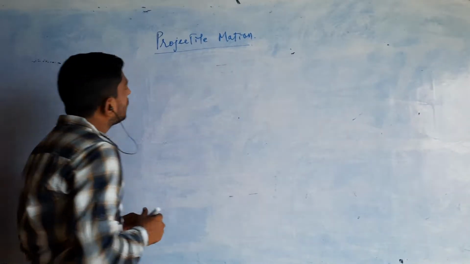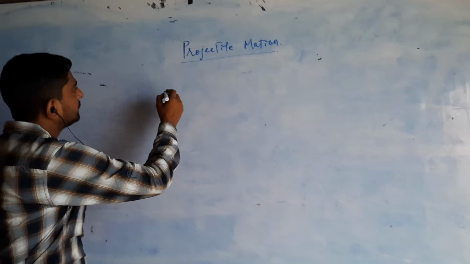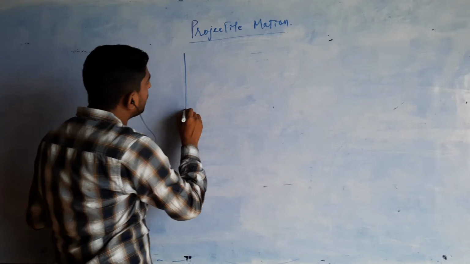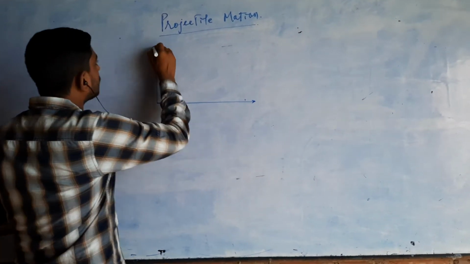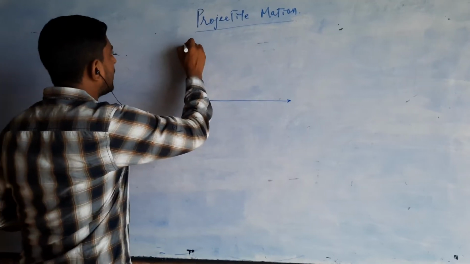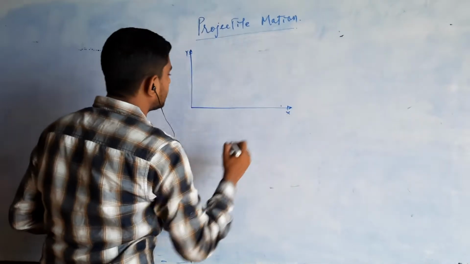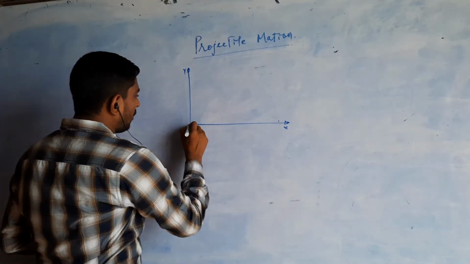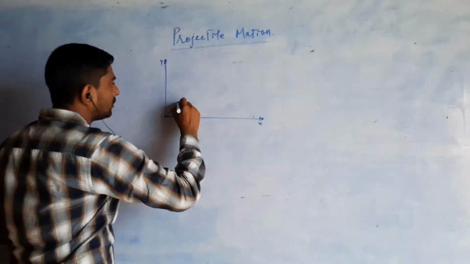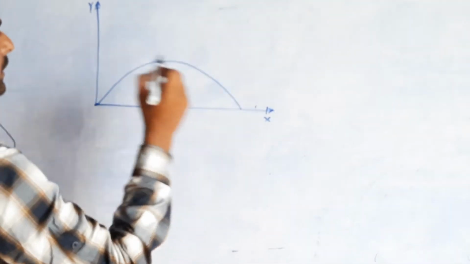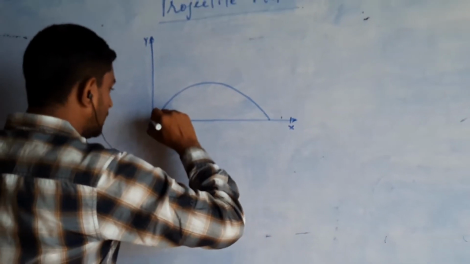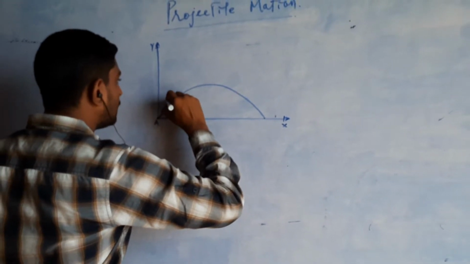Now, first of all, I am going to take a frame of reference for the projectile motion which I am going to explain here. So this is our x and y frame of reference. This is our y-axis and this is our x-axis. And here, this is the origin from where the particle is projected with some velocity vi. So it follows a path like this. Let's say this point is A. From this point, a projectile is projected with velocity vi.